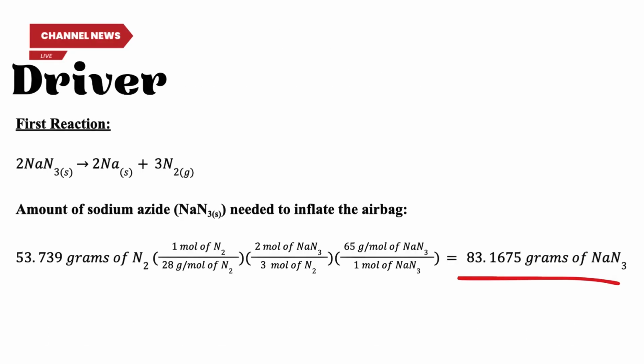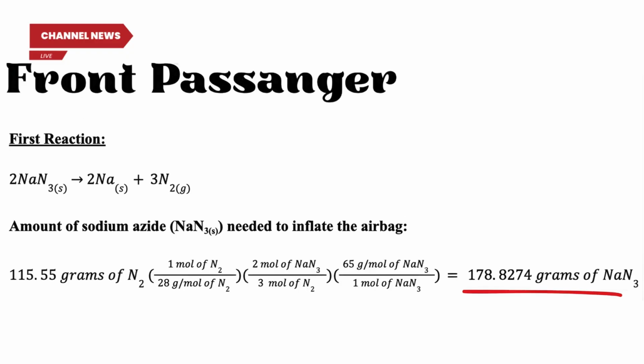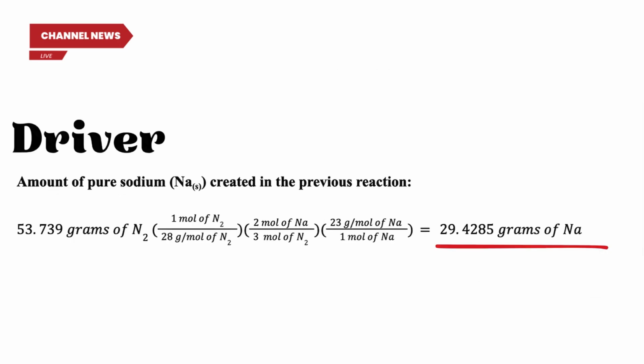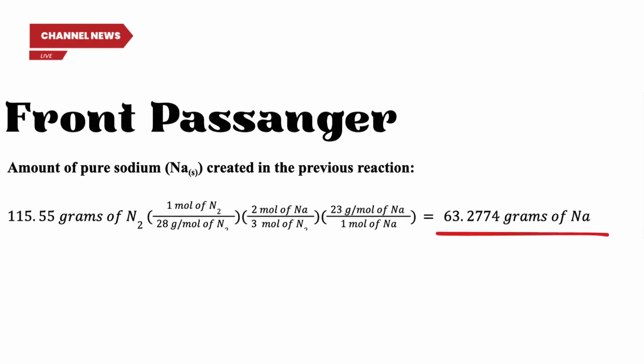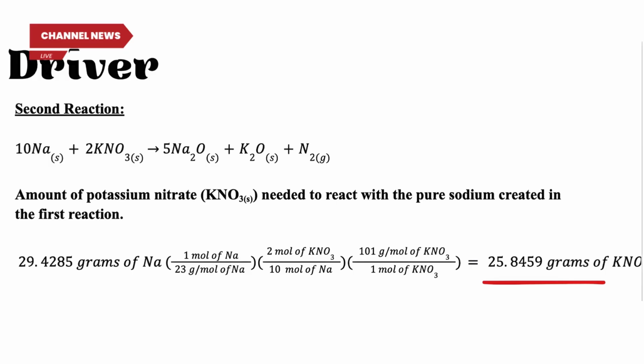This gave 83.2 grams of sodium azide for the driver's airbag and for the passenger one 178.8 grams. From that same reaction, we obtained the mass of metallic sodium formed, which was for the driver 29.4 grams and for the passenger 63.3 grams, which must be neutralized. That's where the second reaction enters.